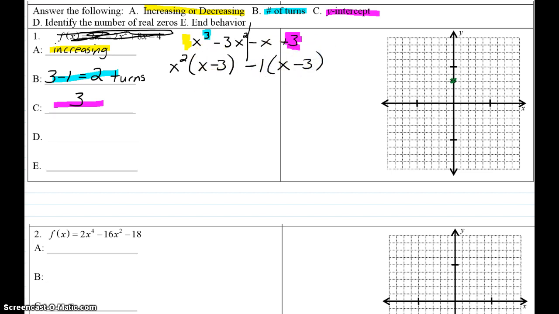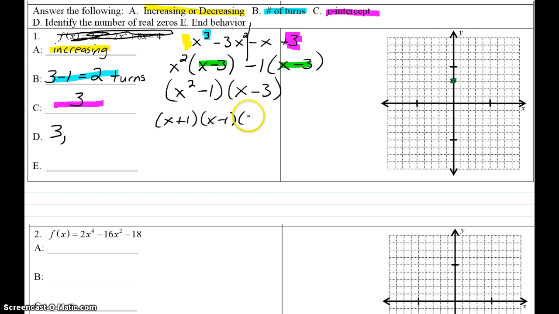Now remember, the important part when you group is that this and this are identical, and that's what we have, so we can continue. Now we get x squared minus 1 and x minus 3, and so we know one of our zeros is going to be 3. But now we look at this and say, can we factor more? You should recognize that as a difference of squares, so x plus 1, x minus 1. And so our function is completely factored to this.